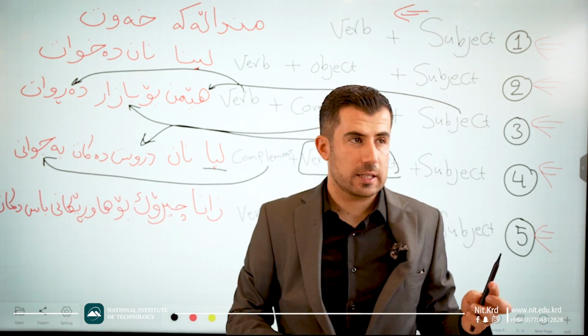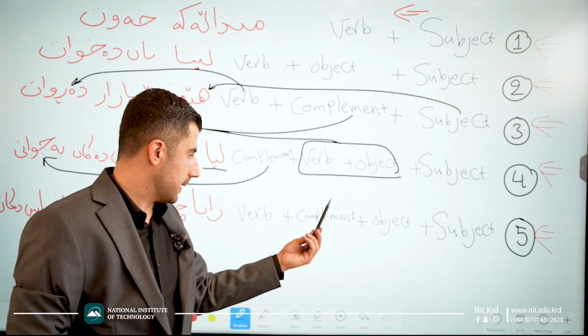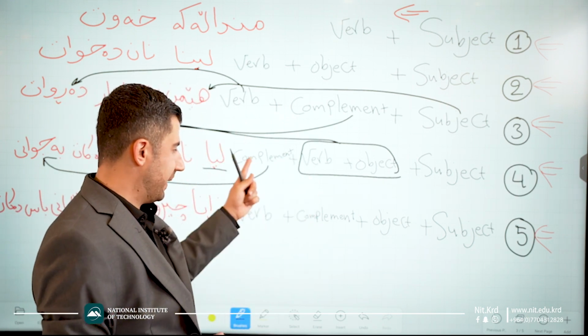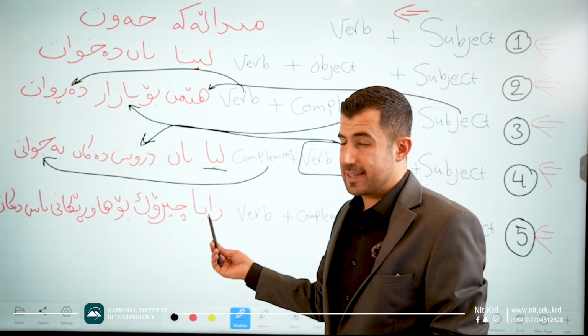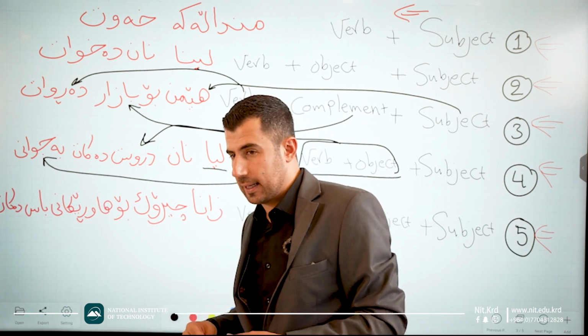The next one is here. Subject plus object plus complement plus verb. We can change the position of verb and complement here. We can write down simple sentence like this. Zana chirok bohaurekani bas dakat.